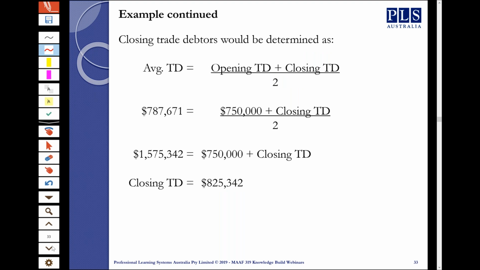So I can therefore take my 750 plus my closing on 2 to get 787, work that through, and my closing trade debtors becomes 825. So the increase in actual working capital in that instance is 75,342. And this is where they allow you to go, well, this is the additional funding that is required to meet the working capital requirements. So again, note how I'm taking you down different paths of calculations.